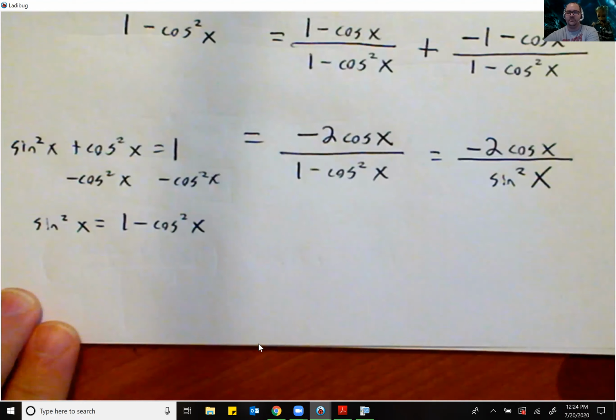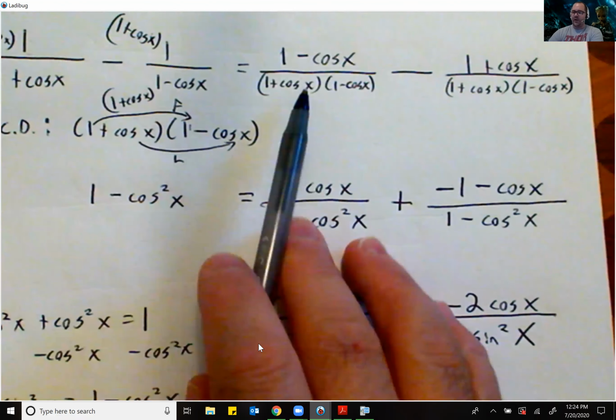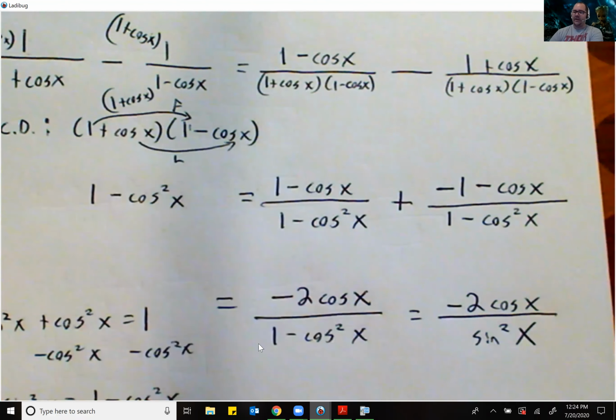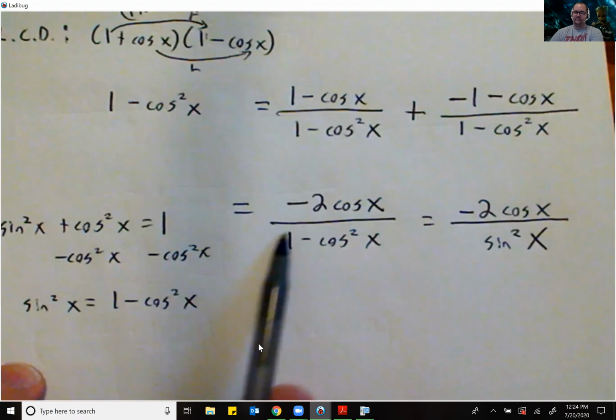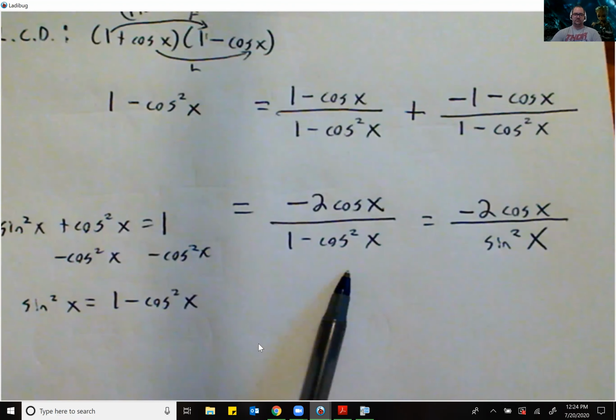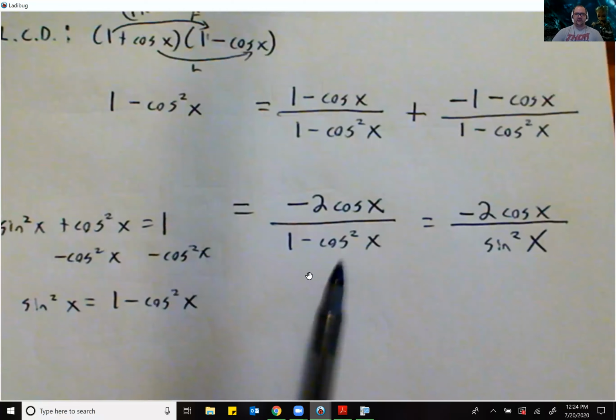So just some adding and subtracting fractions, a little bit of FOIL, and then right here we use the trig identity. That's everything that I did in this. So let's go take a look at some answers. Let's see what we got here.